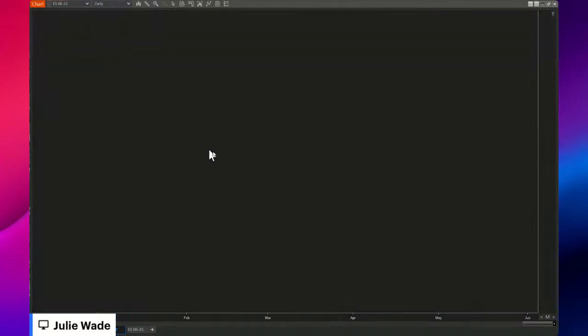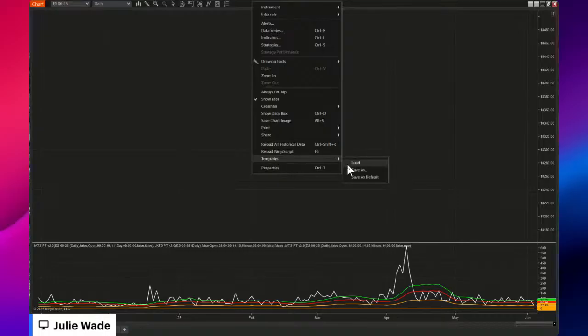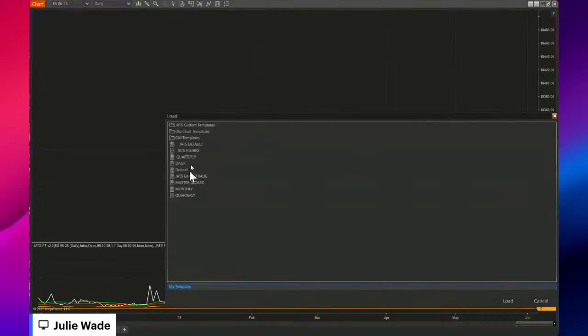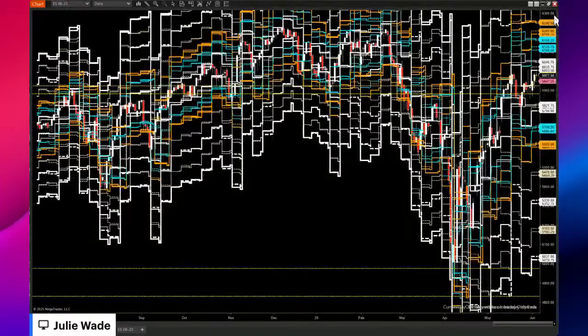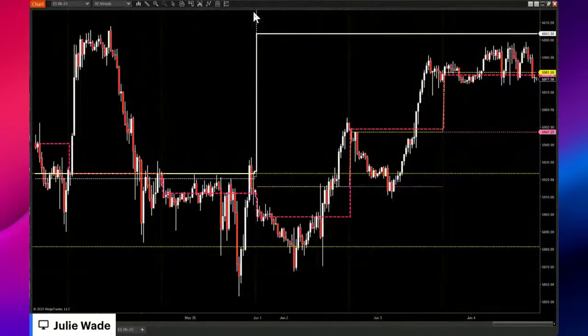What happened? I'm sorry, I changed some templates around to make it easier to find things, and now I can't find anything at all. Here we go. Put this on a 30-minute. There we go.